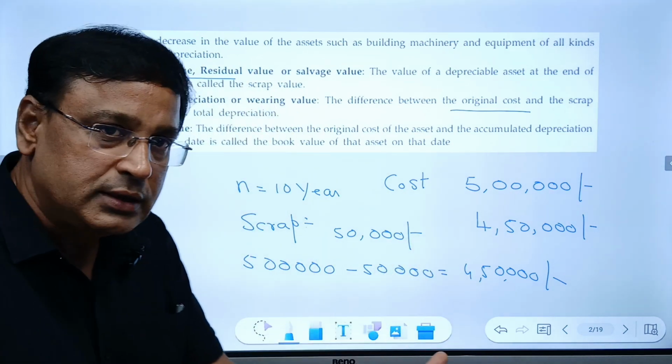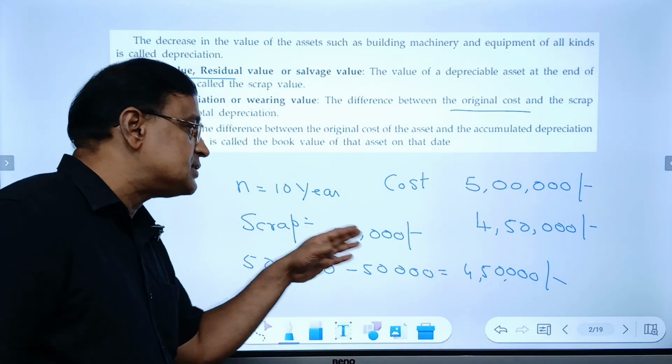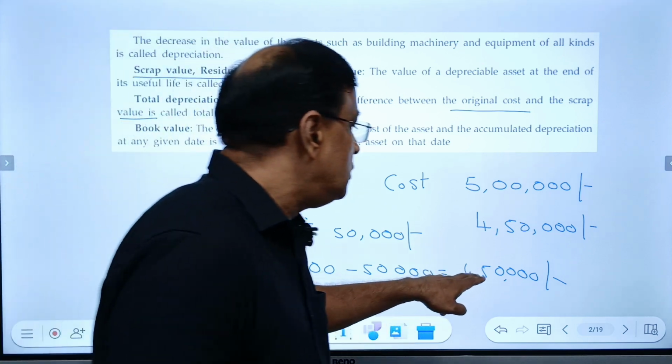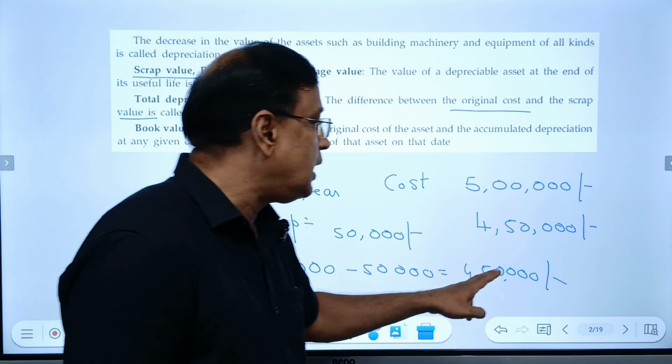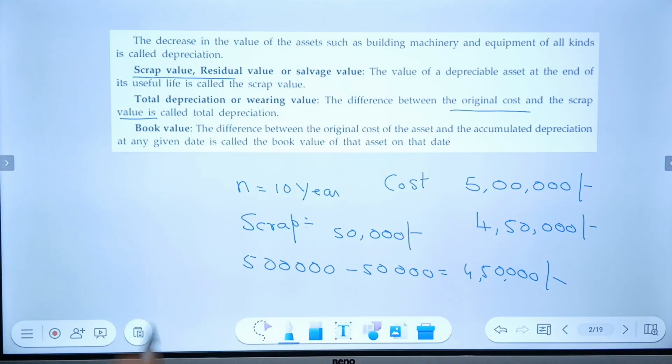You have bought it for 5 lakhs. Because the scrap is 50,000, the depreciation that it has undergone is 4,50,000. Okay, and what is the book value?